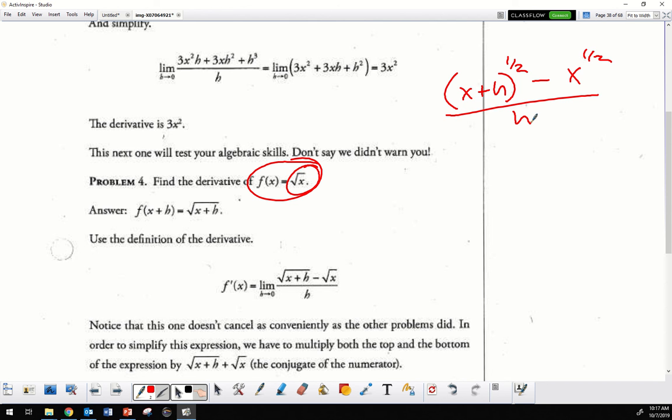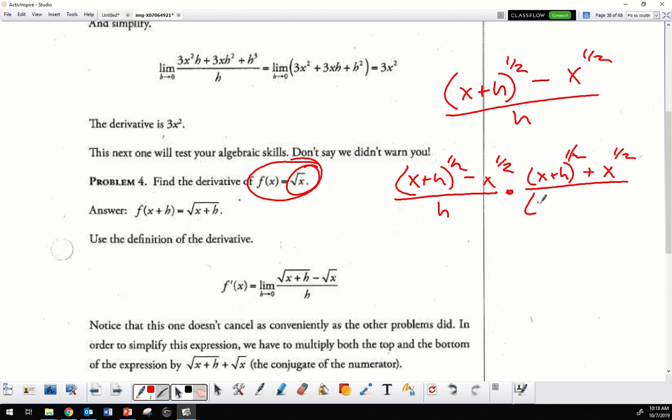So I'm going to bring it down here. So it's x plus h to the 1/2 minus x to the 1/2 over h times, now the conjugate. Remember, the conjugate is the same thing but different signs. So that would be my x plus h to the 1/2, and this is going to be a plus sign, x to the 1/2, over, same thing, x plus h to the 1/2.